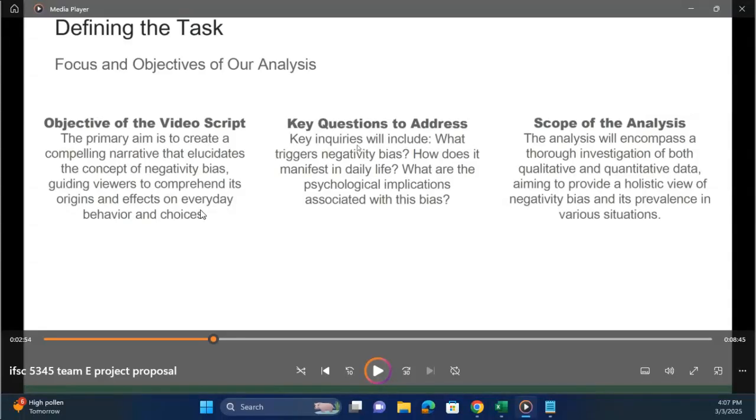and how do we use data visualization to look at these effects? I know you tried some key questions, but what triggers negativity bias? How would we see that in the data? How does it manifest in daily life? They may be okay, but I still think they're kind of general, you know, how does it manifest?